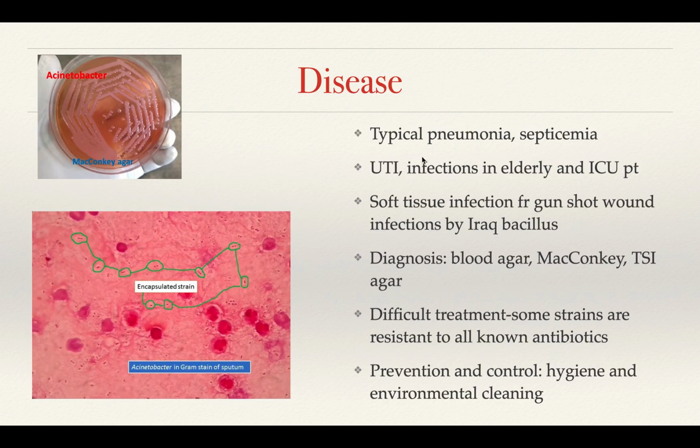So it causes typical pneumonia and septicemia, UTIs, and infections in the elderly and ICU patients. It can also cause soft tissue infection, generally from gunshot wounds, caused by the Iraq bacillus. You are going to diagnose it on a blood agar or a MacConkey agar or TSI agar, and they're going to appear like here. Once again, kind of like a mucoid, pinky colony.